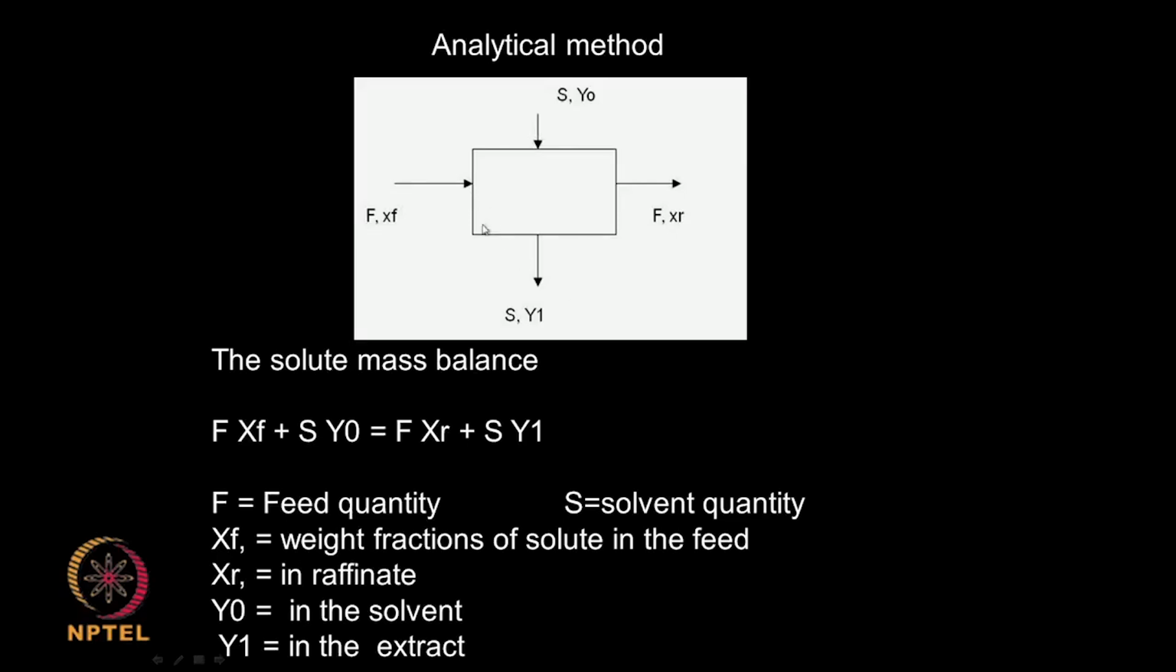So, mass balance for the solute: F into XF plus S into Y naught gives you F into XR plus S into Y1, correct. So, if your feed solvent is fresh, that means it will not have any solute, then Y naught will be 0, and then you will have only this term and these two terms, this will not be there. So, it is very simple.